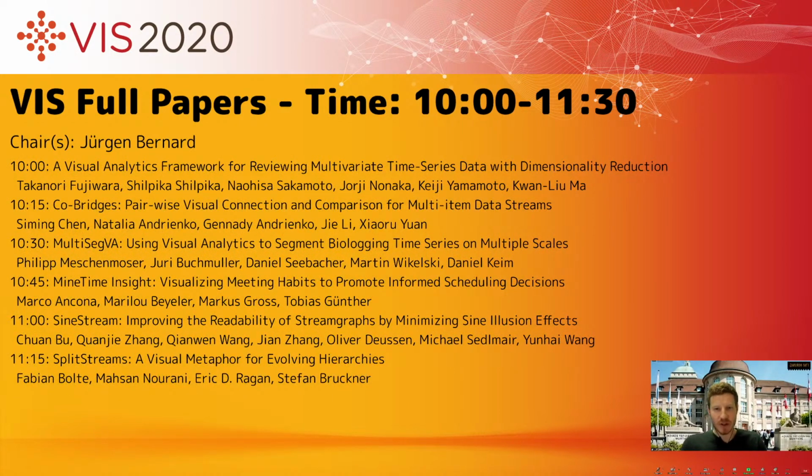And the next paper is presented by Yuan of the Shandong University. It's called Science Stream, Improving the Readability of Stream Graph by Minimizing Scene Illusion Effects. Co-authors are Quanji Zhang, Quinzheng Wang, Jiang Zhang, Michael Zedelmeier, Oliver Deussen, and Yunghai Wang from the universities of Hong Kong, CENIC, University of Stuttgart, and Constance. So let's learn something about illusions about the vertical thickness in stream graphs.